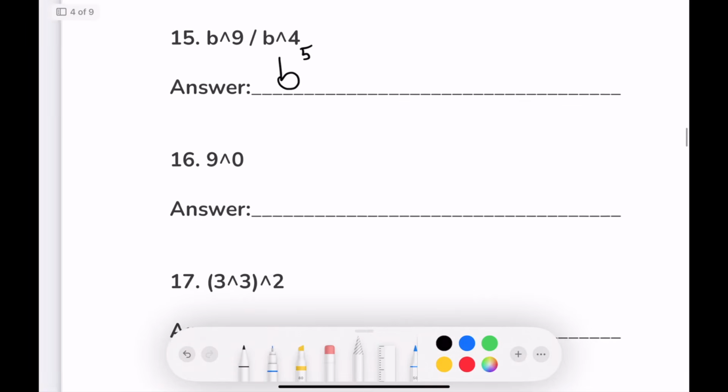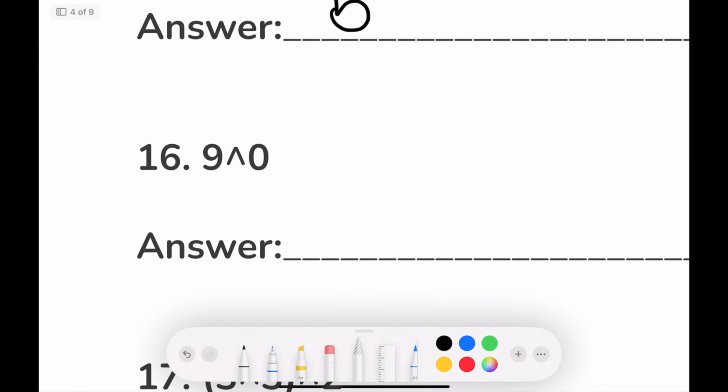Moving on, anytime that you have a number to the 0 power, this is reading 9 to the 0 power, that actually means 1. Pretty simple, but crucial to know.